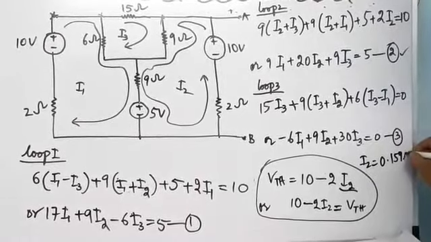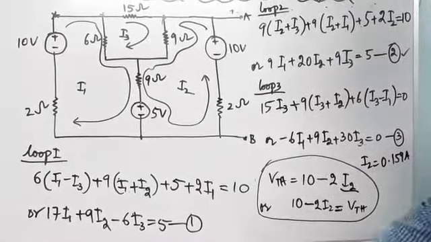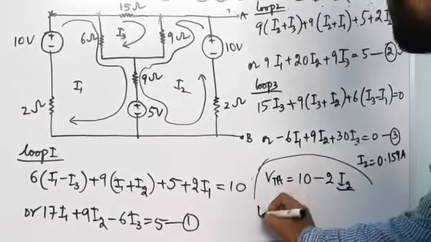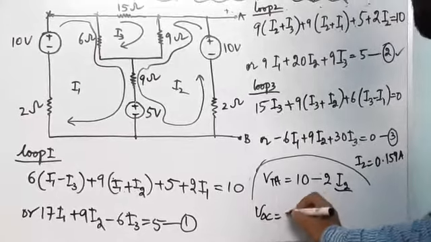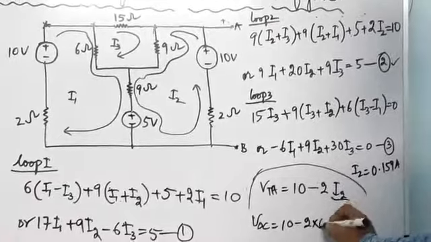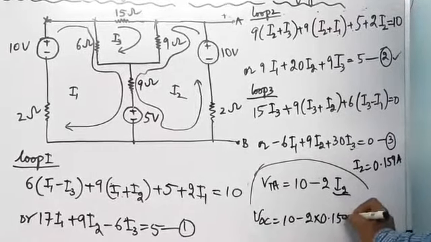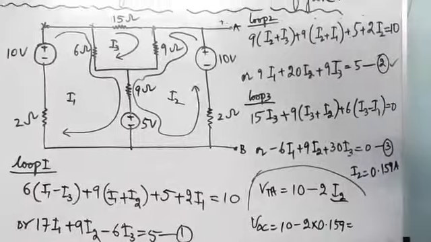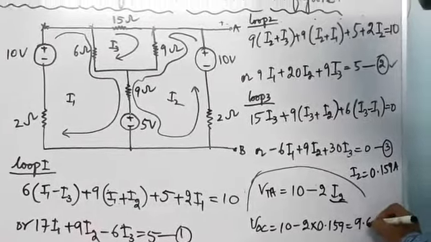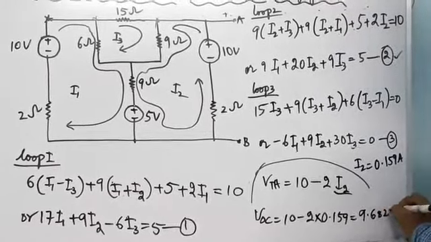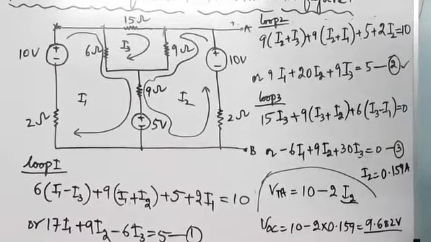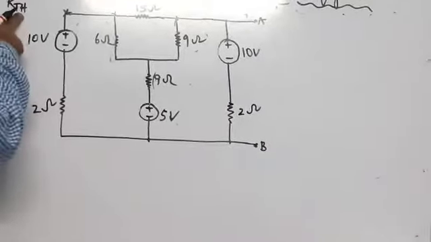0.159 ampere. Okay, now I will substitute here. So VTH or VOC is equal to 10 minus 2 into 0.159, so we will get 9.682 volts. That is VTH, Thevenin's voltage source. Okay, now we want to find RTH.